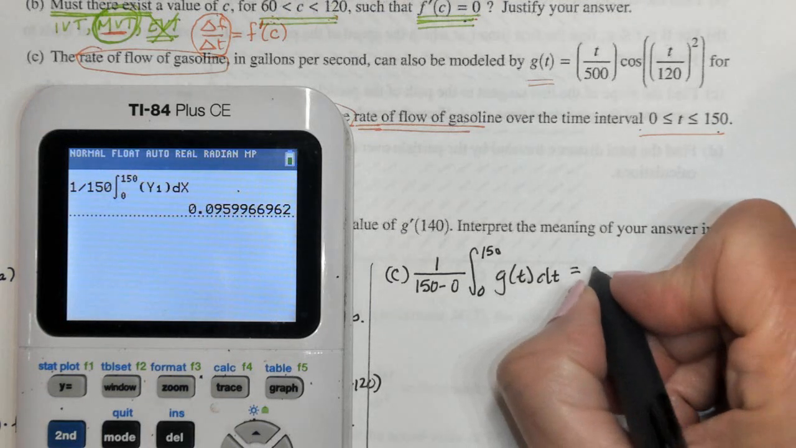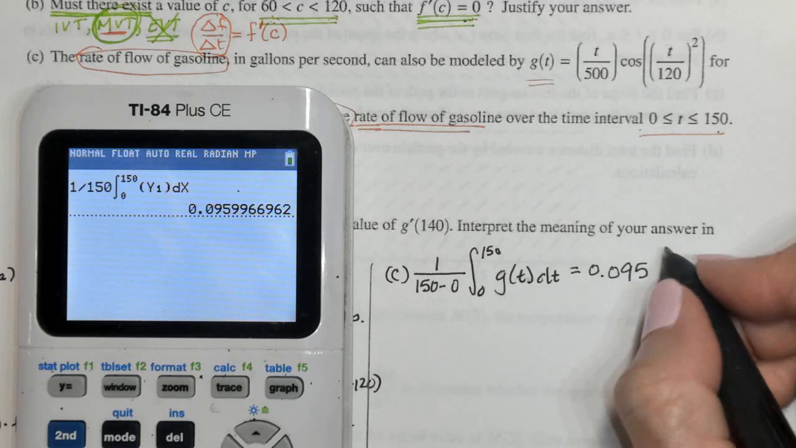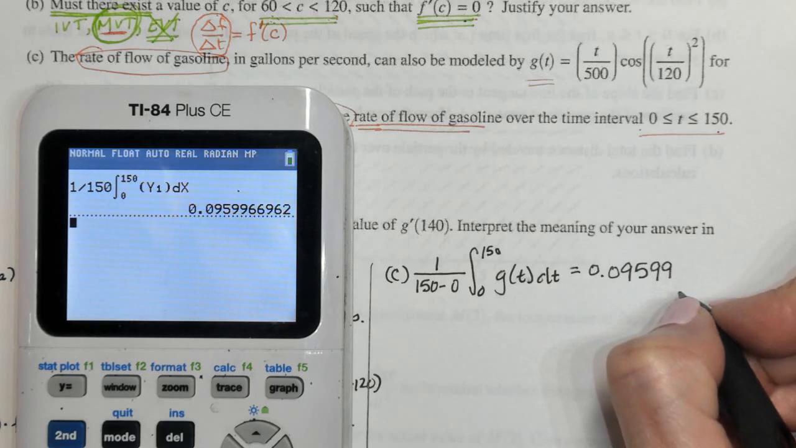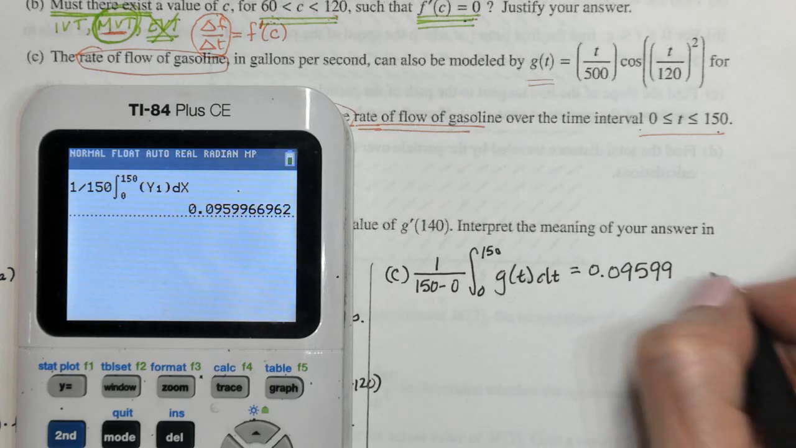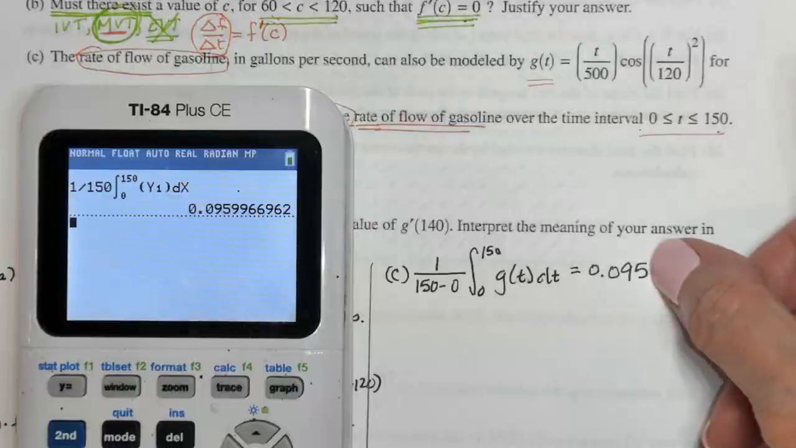And I got 0.095. You can write that. You can write a couple more decimal digits if you want to. But you must give at least 3 decimal places.